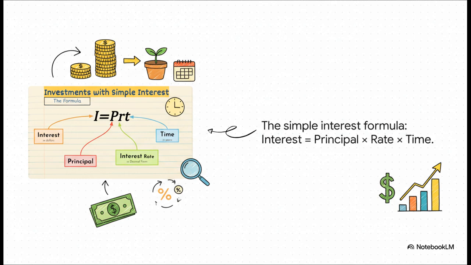I is the interest, that's what we're trying to find. P is our principal, that's starting cash. R is the interest rate, which we always have to write as a decimal. And T is for time, which for this formula is always in years. And it makes sense that we multiply them, right? You're basically finding a certain percentage, the rate, of your principal over a specific amount of time.